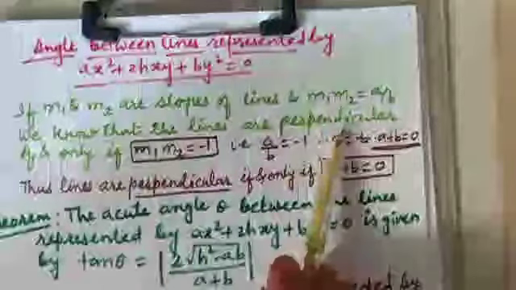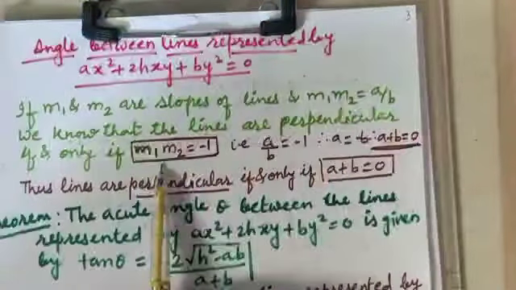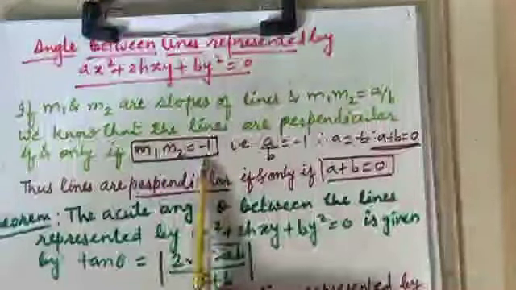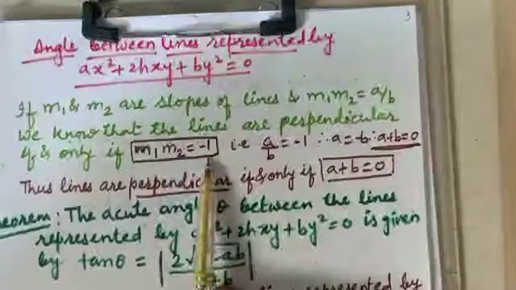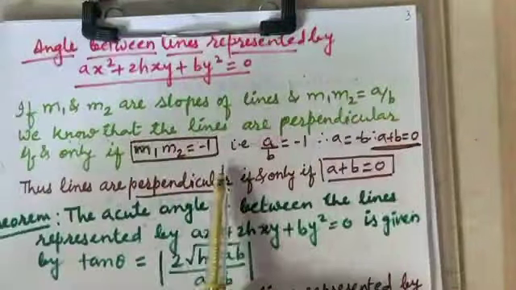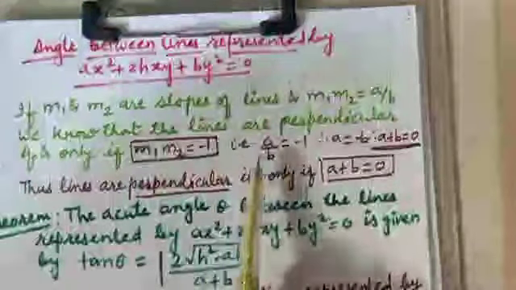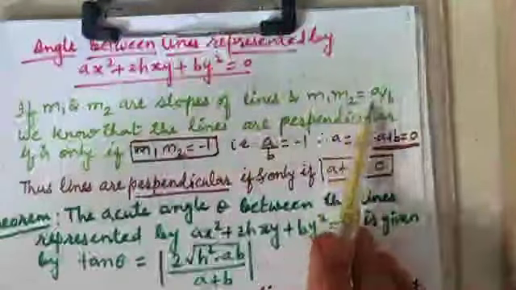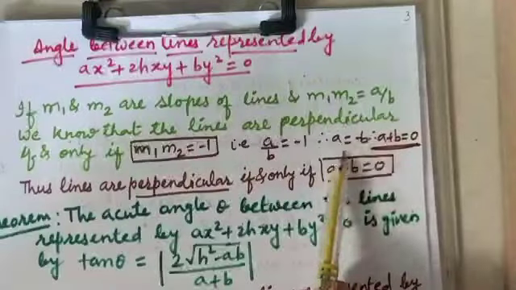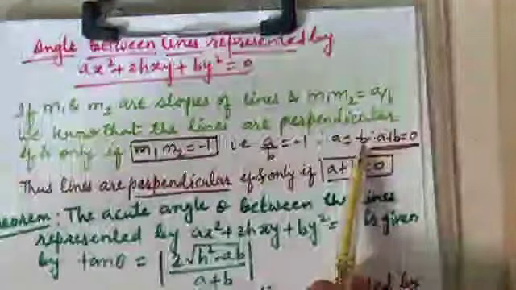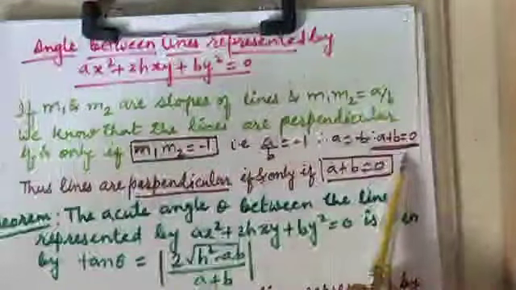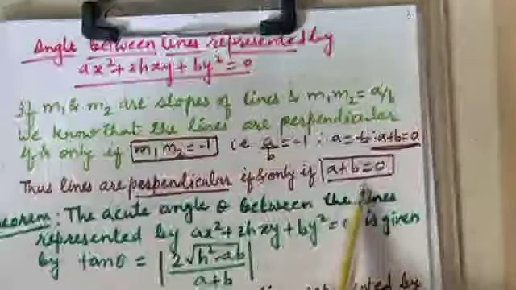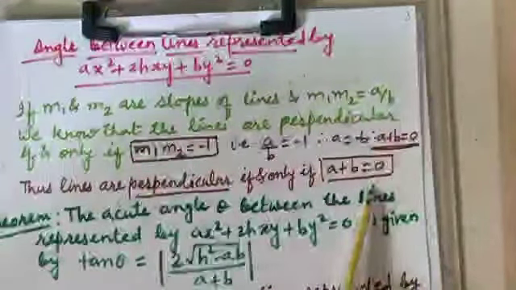we know that lines are perpendicular if and only if m1 into m2 is equal to minus 1. That is, if the product of the slopes of two lines is minus 1, then only the two lines are perpendicular to each other. As we have seen, the product of the slopes is given by a by b, and if it is minus 1, this gives a is equal to minus b, and therefore a plus b is equal to 0. Thus, lines are perpendicular if and only if a plus b is equal to 0.